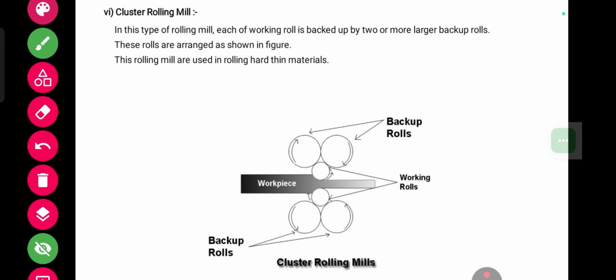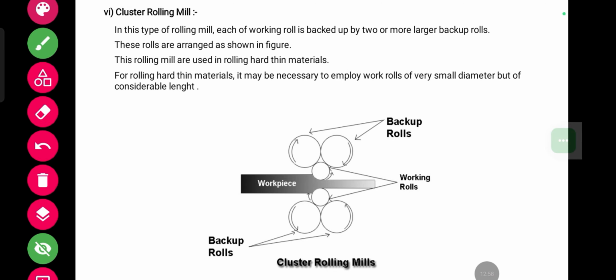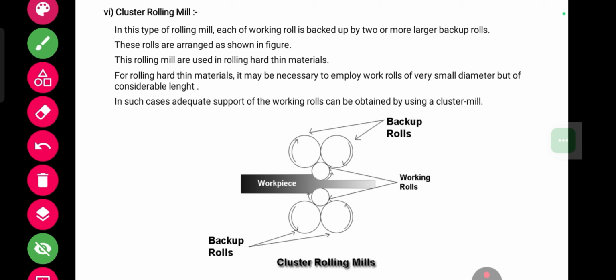These rolling mills are used in rolling hard thin materials. For rolling hard thin materials, it may be necessary to employ work rolls of very small diameter but of considerable length. In such cases, adequate support of the working rolls can be obtained by using a cluster mill. Here you can see the working rolls are supported by two backup rollers on each side. This rolling mill is mainly used to roll very hard, thin materials.